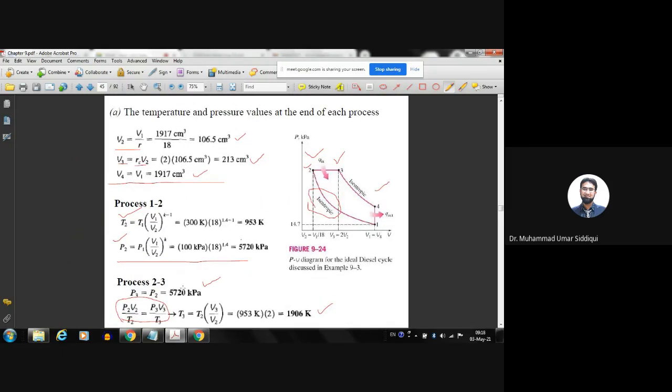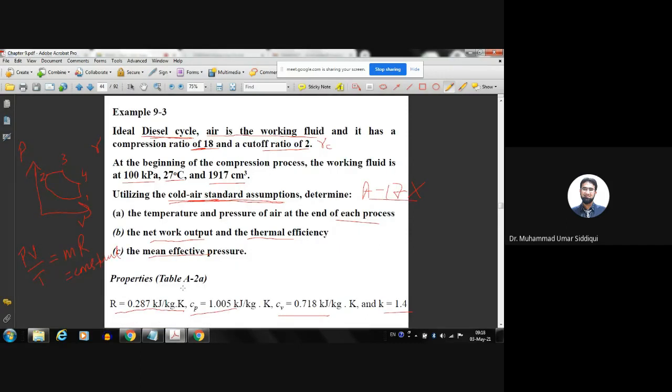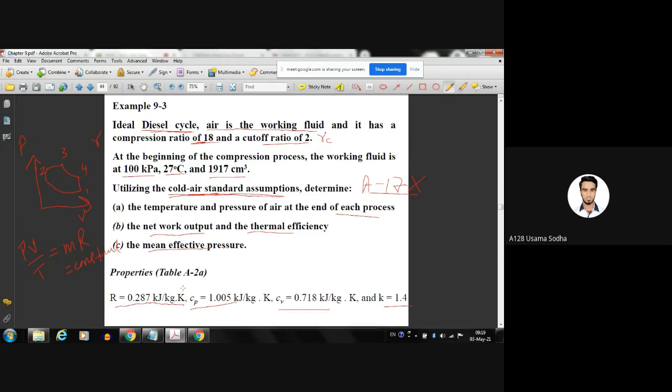If there is anything within the solution of this problem which is not clear to anybody, please ask. Everything is clear. Yes, sir. Everything is clear? Yes. Okay.